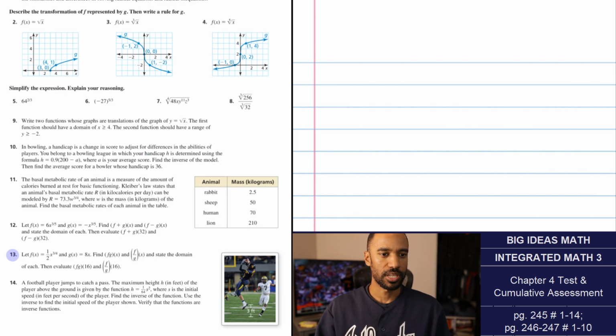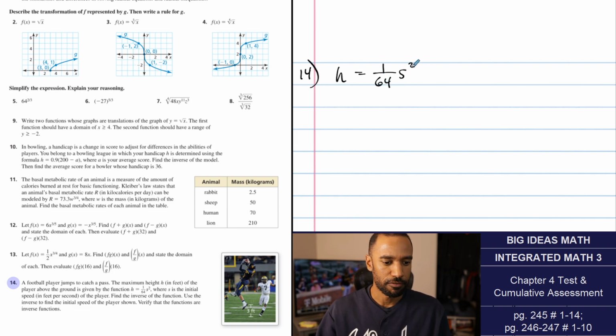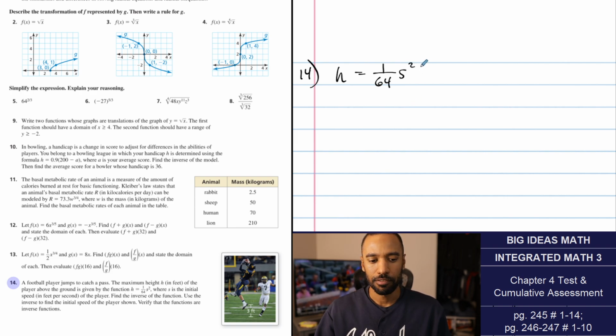Okay. Number 14 is the last one on the chapter test portion, and then we'll get to the cumulative assessment. It's a word problem. A football player jumps to catch a pass. The maximum height h in feet of the player above the ground is given by the function h equals 1 over 64 s squared, where s is the initial speed in feet per second of the player. Find the inverse of the function, so that means solve for s.